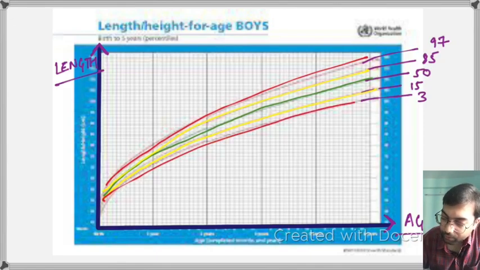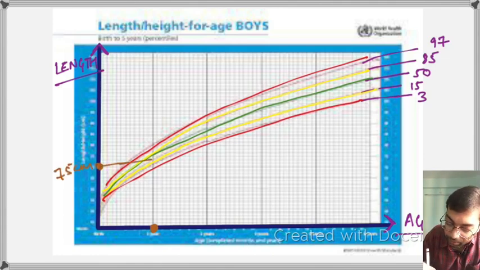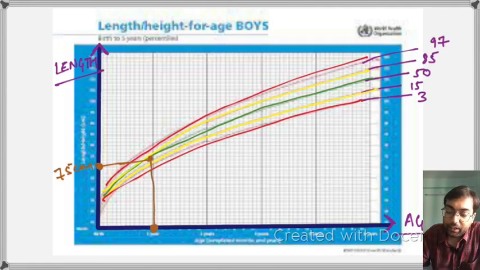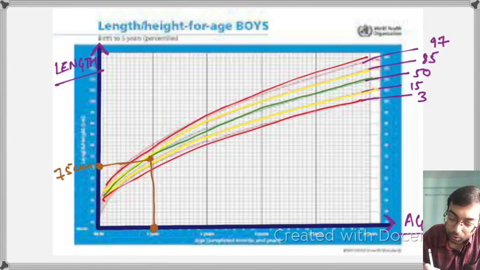Okay, so what this suggests, for example, the child's age is 1 year, and at 1 year his length is 75 centimeter. So where is the child falling? The child is falling in the green zone. So green is normal. If the child's length falls in the yellow zone, it is yellow to red zone. I can show you what the zones are also.